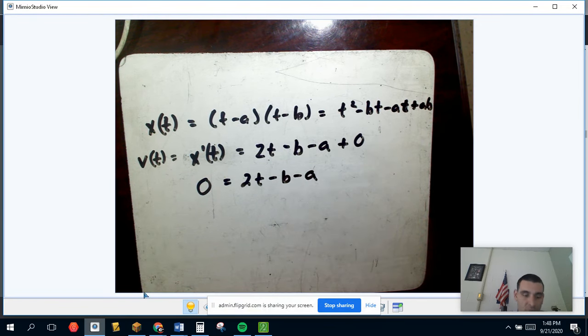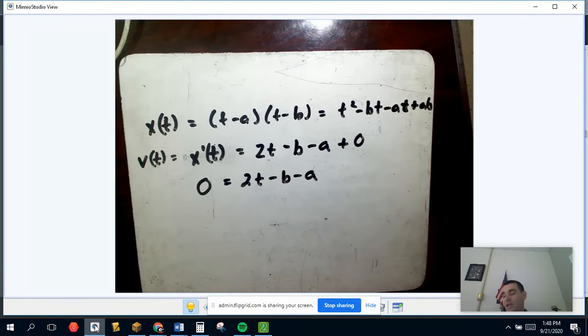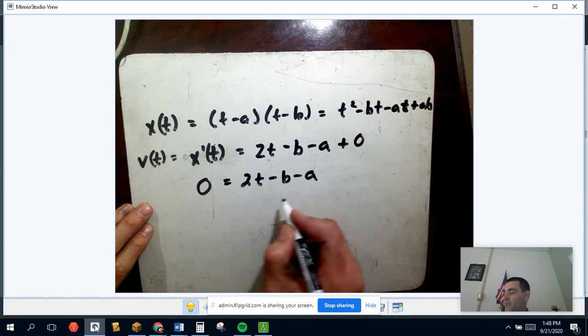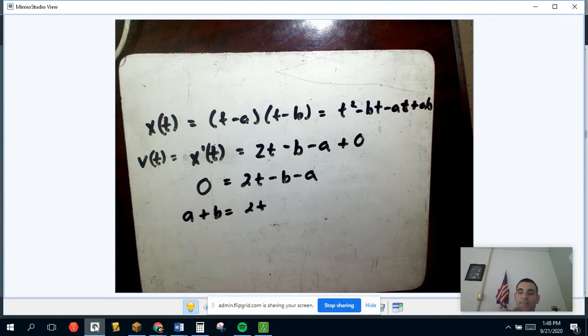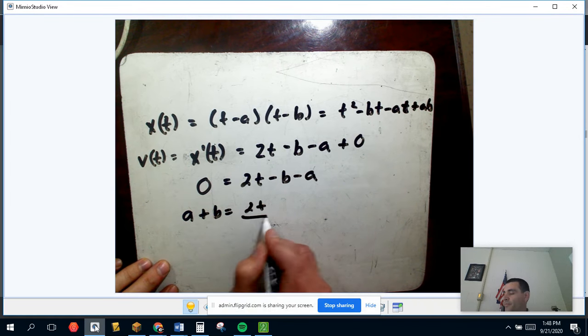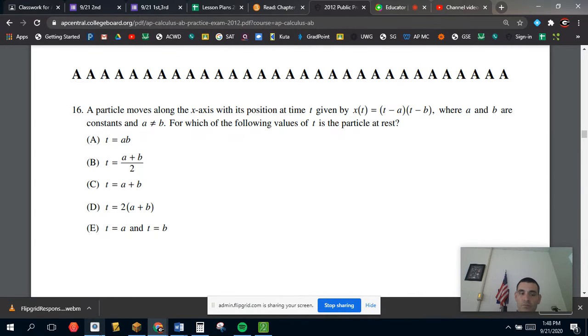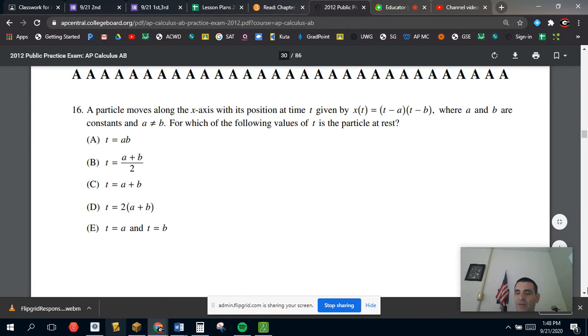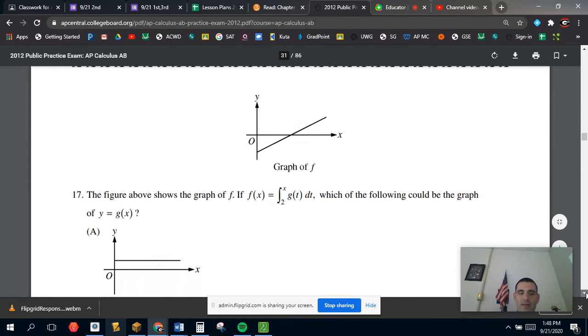Let's read the question again. For which of the following values of t is it at rest? We just want to solve for t. So add a and b over, and divide by 2. So (a plus b) over 2 is equal to t. So b as in boy for that one. That one's pretty quick.